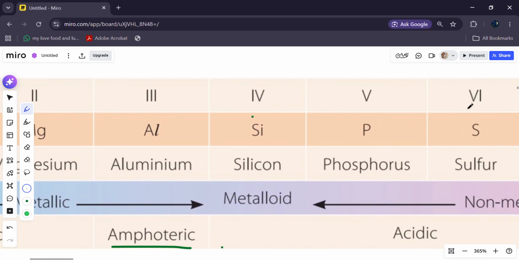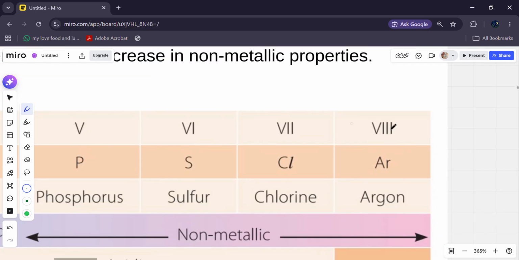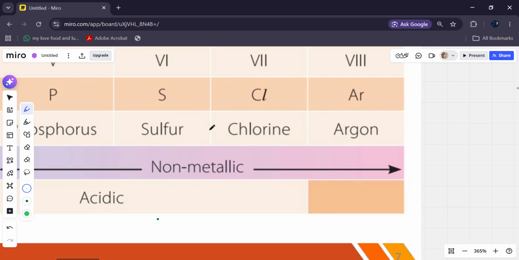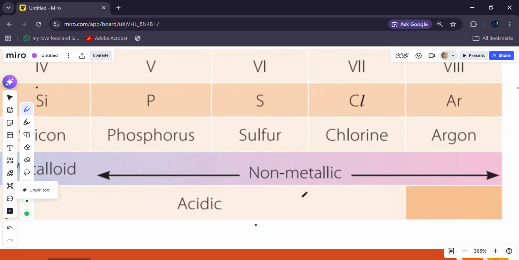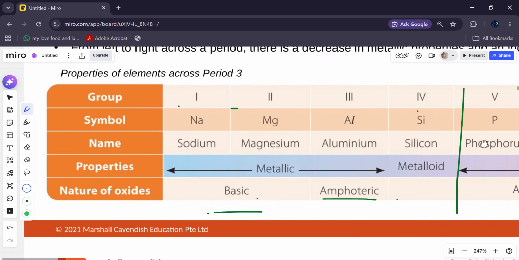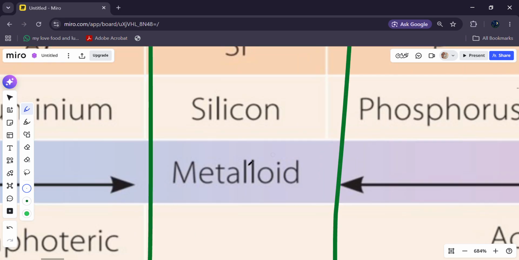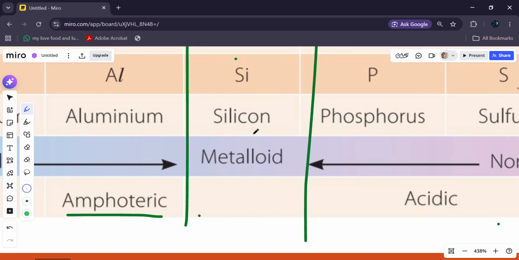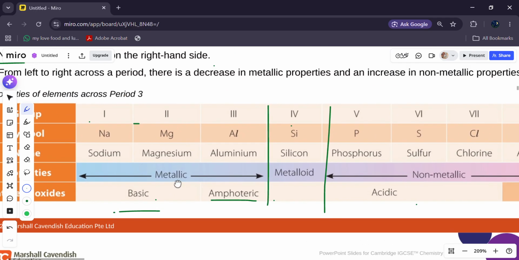But as we go across the period, it slowly transforms from metallic properties to non-metallic properties, producing an acidic oxide. So all these are non-metals, while these are metals. So you're wondering, what is a metalloid? A metalloid is an element that has properties of both non-metallic and metallic elements.